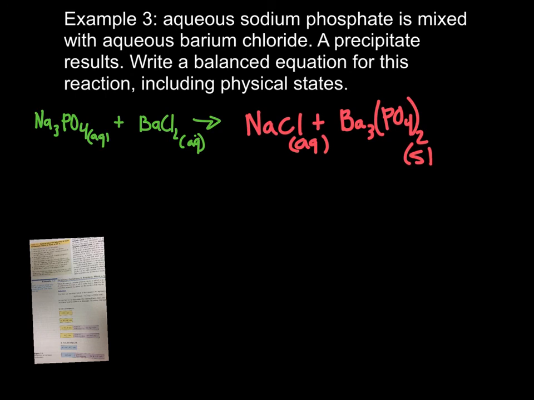The last thing we are left to do here is to balance our equation. And when we do that, we need 2 sodium phosphates and 3 barium chlorides and 6 sodium chlorides in order to balance this equation.